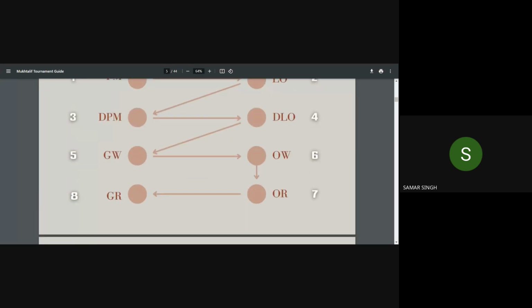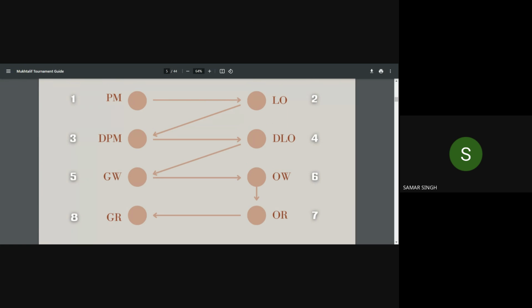is here. Okay, so first of all, the first speaker of the government side speaks, which is the Prime Minister, then the Leader of Opposition, then the DPM, then the DLO, then the government whip, and then the opposition whip. You can see that till the opposition whip, which is the sixth speaker of this debate, it is a very crisscross manner. One is coming after the other, and each team is getting a chance to speak.